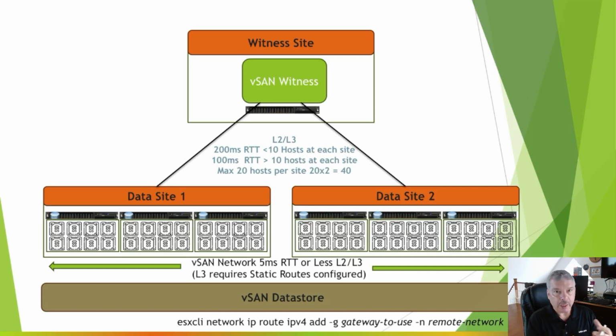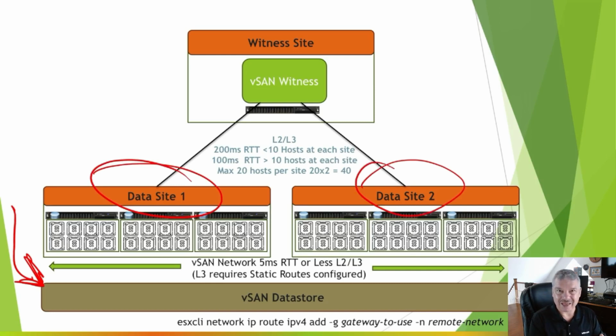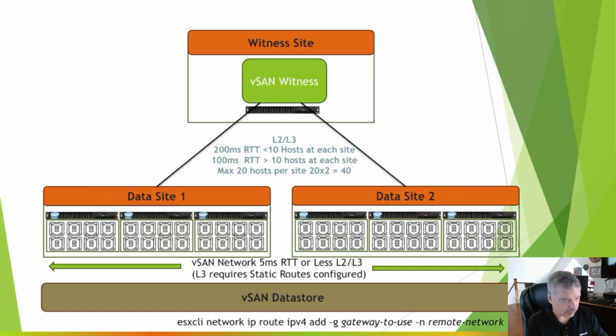If we look at this picture, again, for those of you that watched the 2-node cluster, very similar stuff here. Here's my vSAN datastore down at the bottom that's stretched across the locations. You'll see I have site 1 and site 2. These are data sites. Then, I have 3 servers at this site and 3 servers at this site. Technically speaking, a minimum would be 1 server for each site. You can have a maximum of 20 hosts per site, so a total of 40 hosts in this stretch cluster.